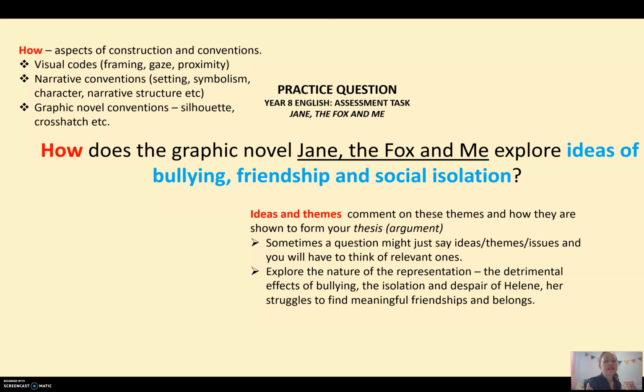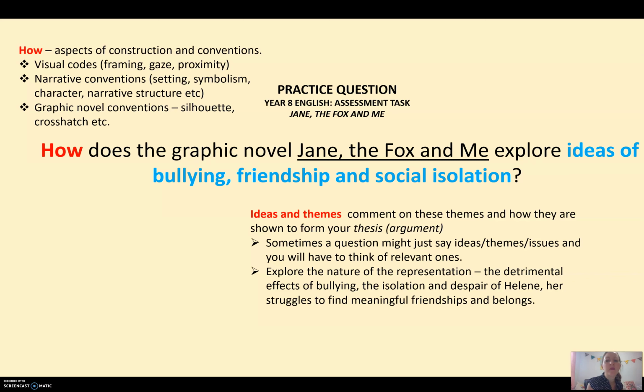So you need to comment on these themes and how they are shown to form your central thesis or your argument. So sometimes the question might just say the ideas or themes and issues, and you will have to come up with the relevant ones. We need to explore the nature of the representation.